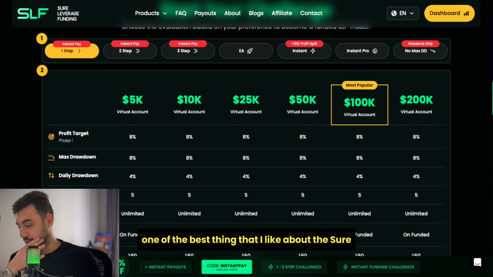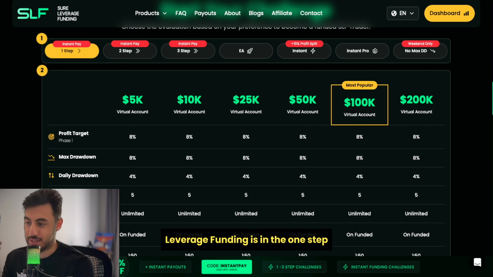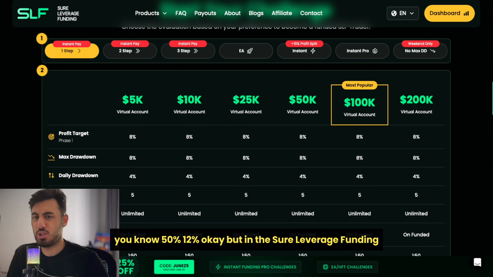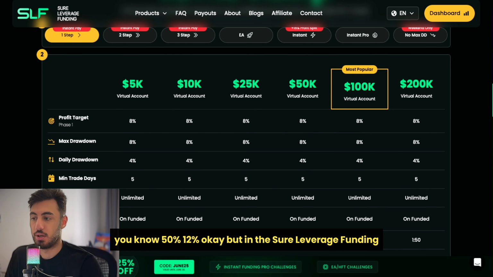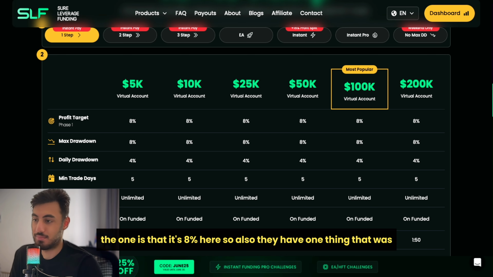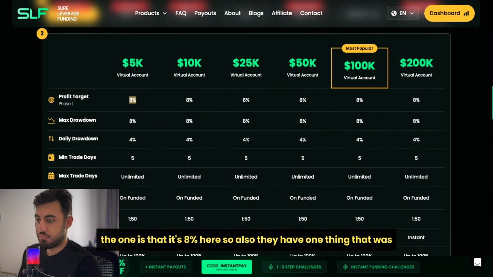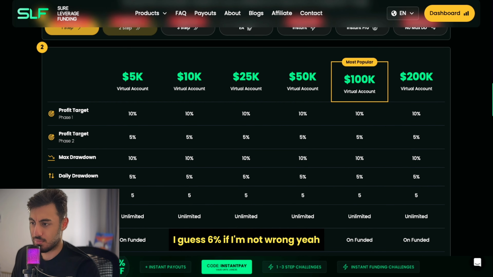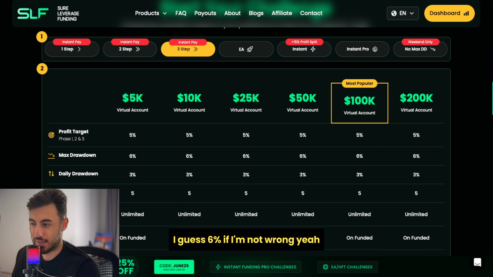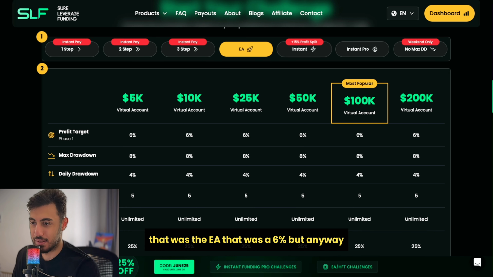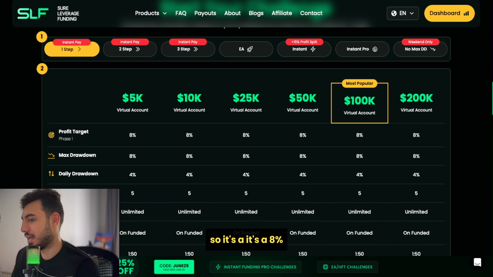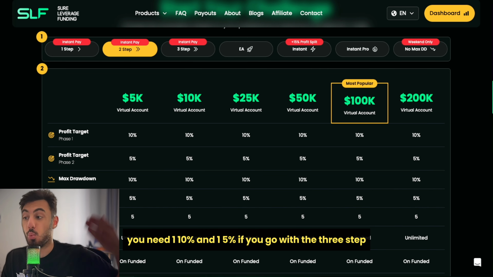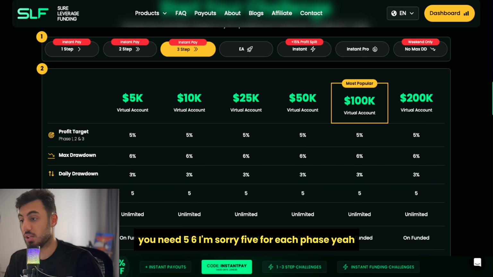One of the best things I like about Shared Leverage Funding is the 1 step. With a lot of firms, you're going to see the 1 step targeting, let's say, 12%. But in Shared Leverage Funding, the 1 step is 8%. They also had one thing that was, I guess, 6%, if I'm not wrong. Yeah, that was the EA. But anyway, it's 8%. If you go with the 2 step, you need 10% and 5%. If you go with the 3 step, you need 5% for each phase, which is gonna waste your time.